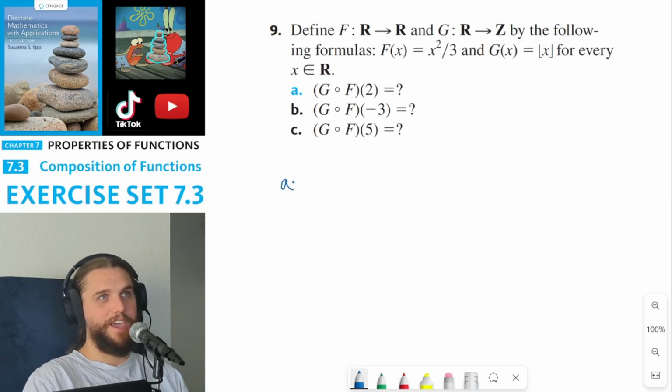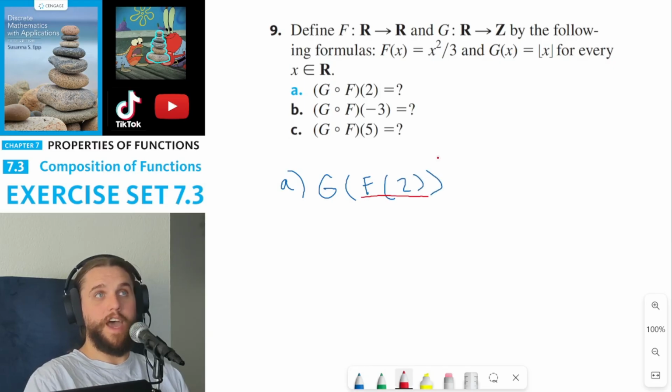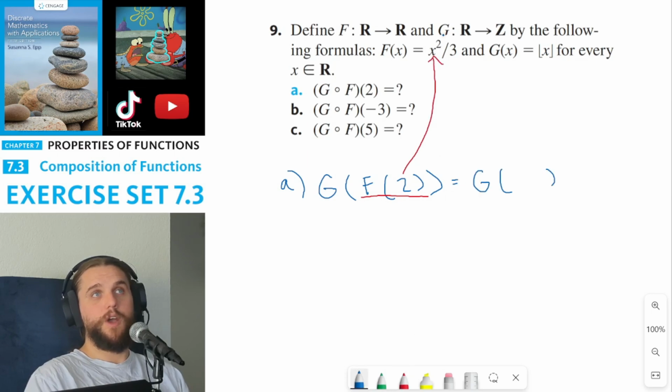Let's start with part A. g of f of 2. This is the same thing as, in this function notation, g of f of 2. Here we need to start with f of 2, and we can find that by plugging 2 into this function. 2 squared is 4, and 4 over 3 is 4/3. g of 4/3 is really just the floor function of 4/3.